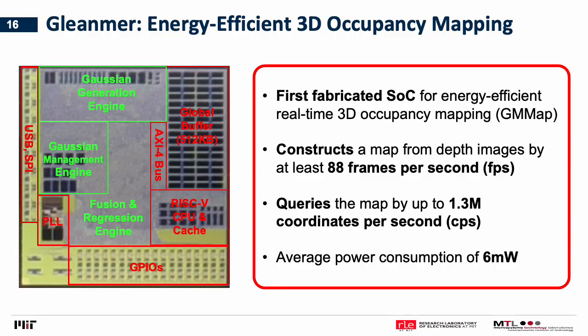To resolve those challenges, we present our chip Gleanmer in 16nm CMOS, which to our knowledge is the first fabricated SoC for energy-efficient occupancy mapping. This chip constructs maps from depth images at at least 88 frames per second, and queries up to 1.3 million coordinates per second while using just 6 milliwatts of power.